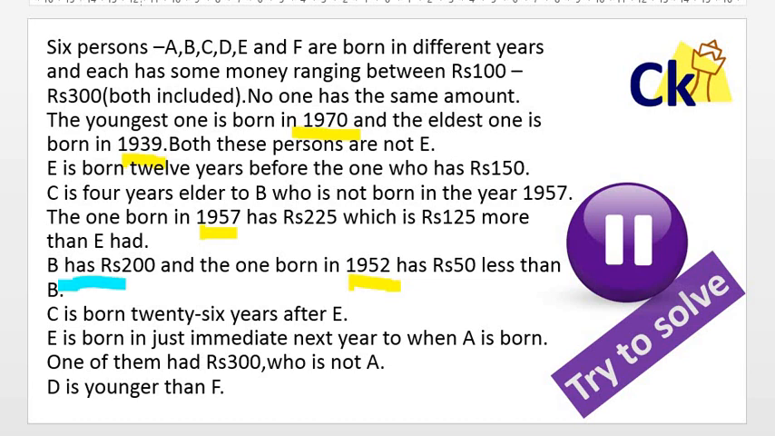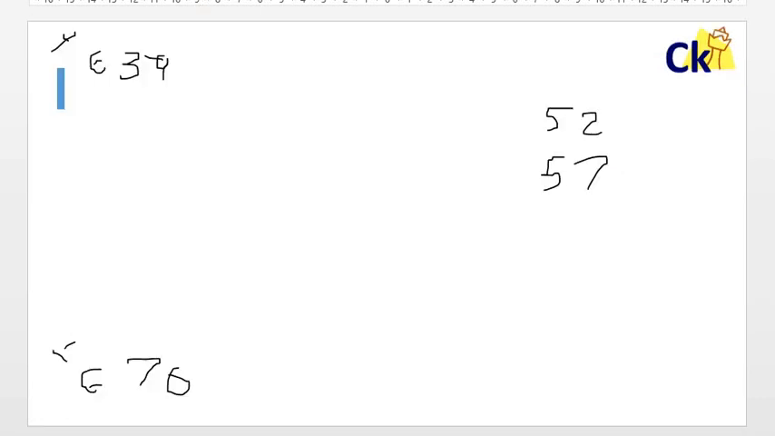Now see, B has 200 rupees and the one born in 1952 has rupees 50 less than B. Now what we can infer from here is that B has 200 rupees, that is directly stated, and the one who was born in 1952 has 150 rupees. Okay, so we'll note it somewhere that 1952 has 150 rupees, and B has 200 rupees.